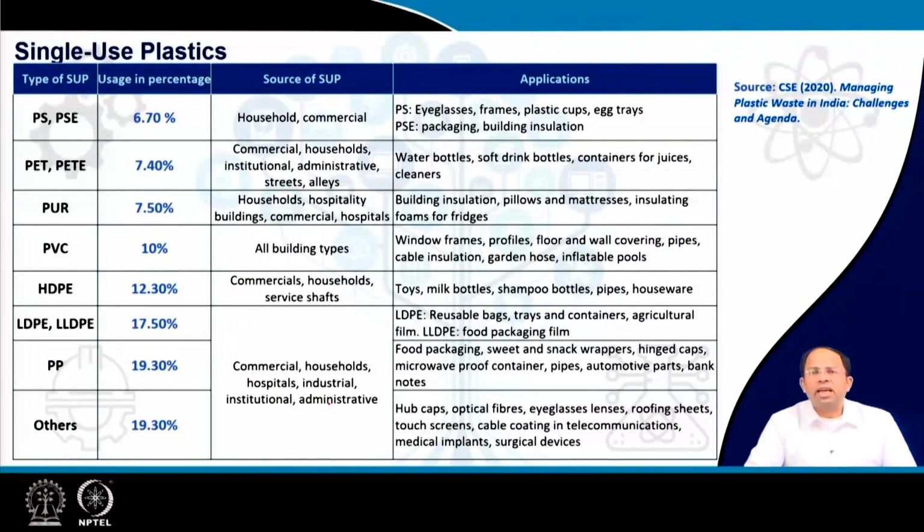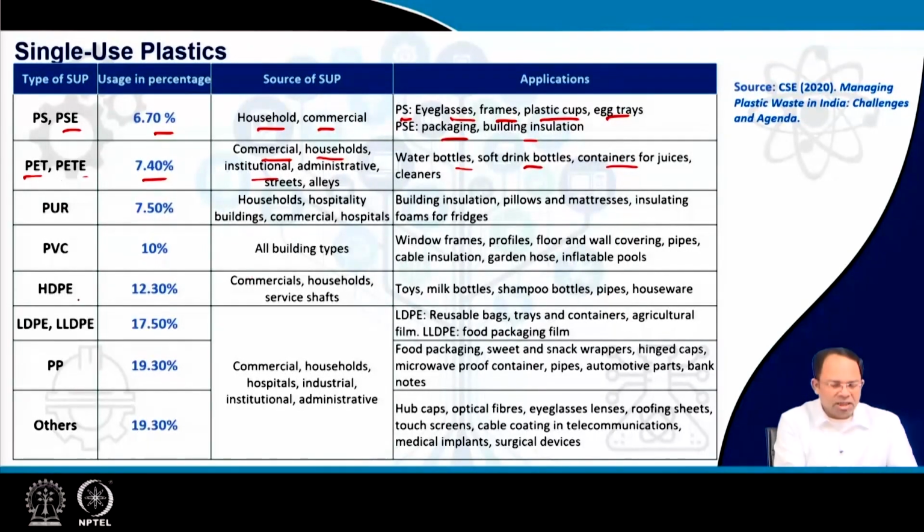So when we talk about single-use plastics, we already said that we use many plastics once and throw them away. For example, eyeglass frames, plastic cups, egg trays, these are made of PS, and packaging and building insulation, these are made of PSC. This is about 6.7% of the overall plastic waste being generated, and usually these are generated from households and commercial establishments. Similarly, water bottles, soft drink bottles, containers for juices, these are PET bottles, and these are 7.4% of the waste, generated in commercial establishments, households, institutions, and so on.